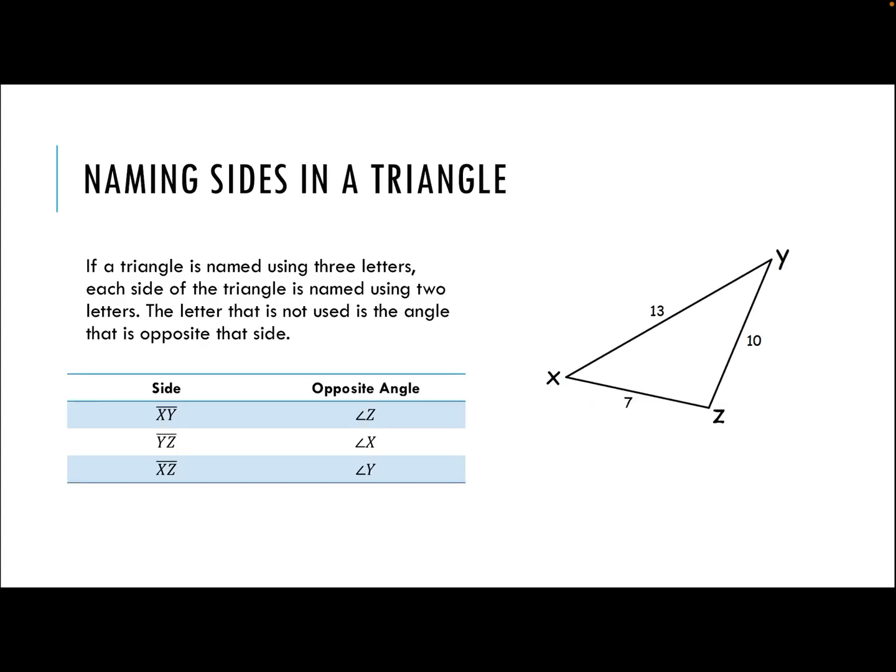So for this section, we're going to get back into naming sides of triangles using 2 letters. So if a triangle is named with 3 letters, in this example, we have triangle XYZ, and it has 3 sides, XY, YZ, and XZ. Given the side that has the 2 letters, the angle that is opposite that side is the missing letter of the triangle. So remember, our triangle is XYZ, so we have side XY. The letter that's missing is Z. That's the opposite angle. So we have YZ. The letter that's missing is X. That's its opposite angle. And then we have side XZ. The letter that's missing is Y. So Y is the opposite angle. So that's how we name sides in a triangle. We're using 2 letters. The letter that is missing is the angle that is opposite that side.